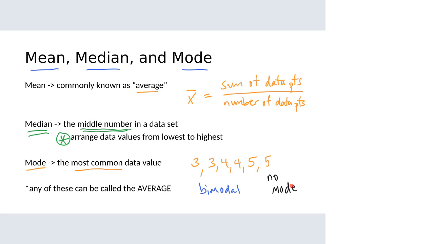And no mode would be the case also if our data set were just 3, 4, 5. There's no data point that occurs more than the others. We would say that there's no mode.